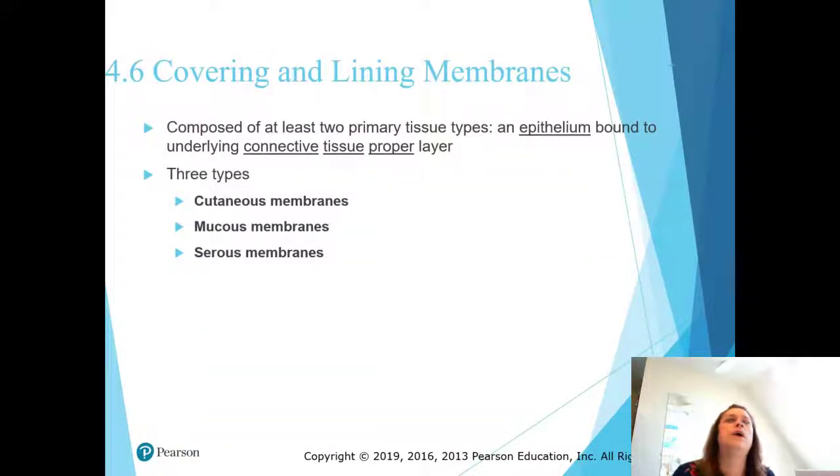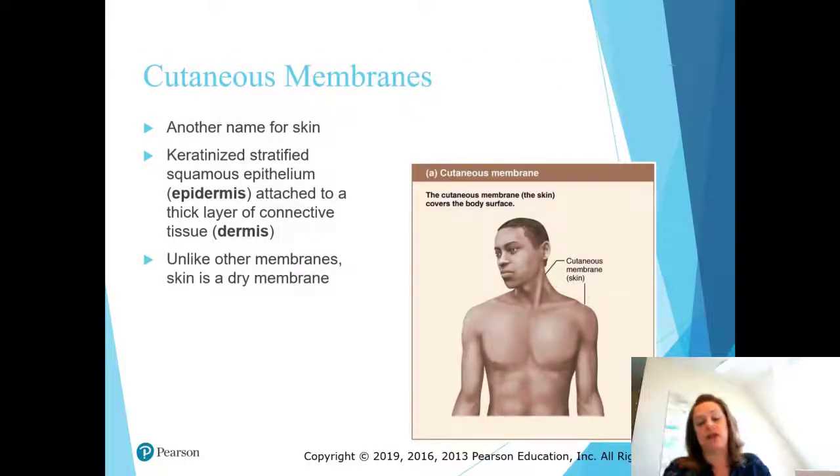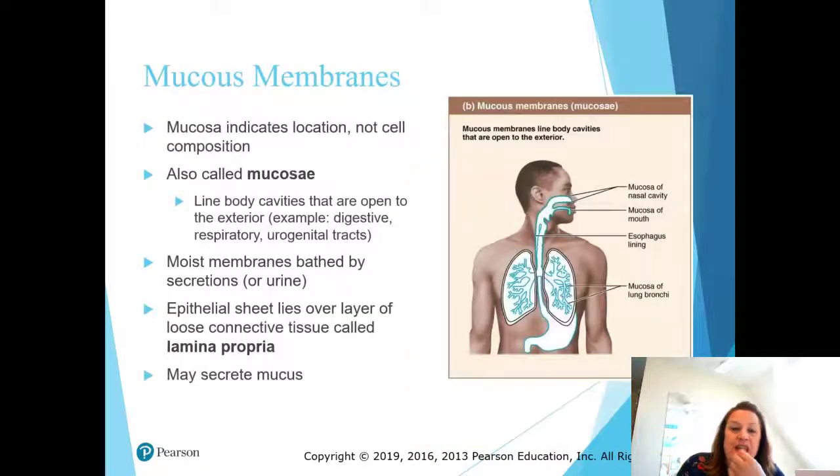All right, now, when we talk about tissues, sometimes two tissues come together to form not really an organ, but sort of a second level tissue. And this is where we're going to talk about membranes. We have three different types of membranes in the body: cutaneous, mucous, and serous. So cutaneous membrane, our cutaneous membrane is our skin. It's two layers, keratinized stratified squamous epithelia attached to the dermis. Now the dermis in this case is going to be both areolar connective tissue and dense regular connective tissue. It's a dry membrane.